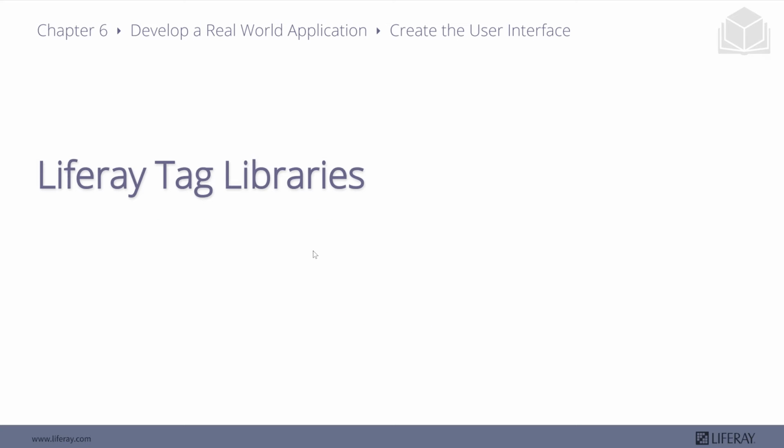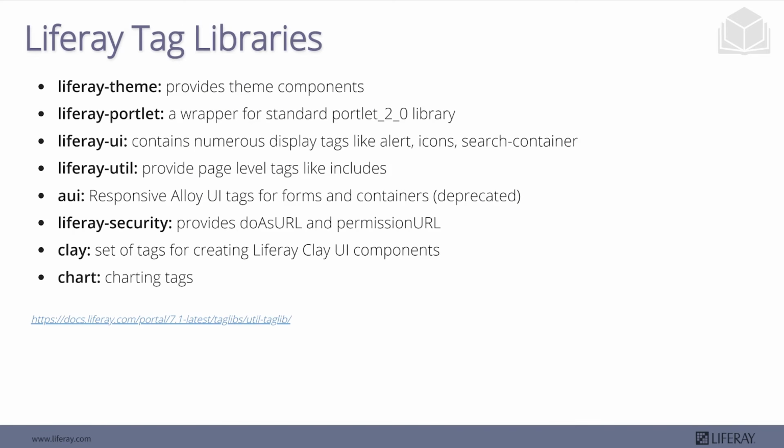So Liferay specific tag libraries, we'll go through a couple of those. Pretty extensive list here. Let's highlight a couple of the key ones that we'll be using. The Liferay theme, right? We can pull Liferay specific attributes from the Liferay theme. The Liferay UI helps us do things like create a container to store or display our model entities.